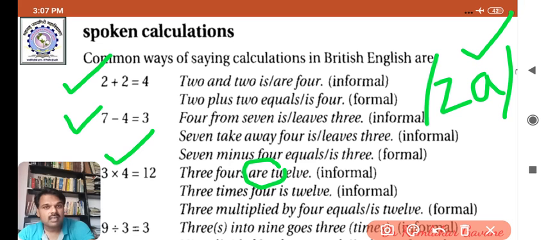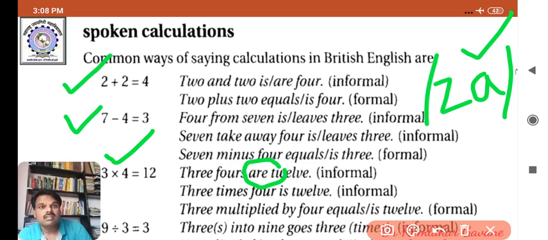When you listen to a child reciting the tables in rhythm, 3 ones are 3, 3 twos are 6, 3 threes are 9, 3 fours are 12. And this 3 fours are 12 means 3 fours, F-O-U-R-S, 3 fours are, A-R-E, 3 fours are 12. But we never cared for this. Remember, from today onwards, this explanation for za.